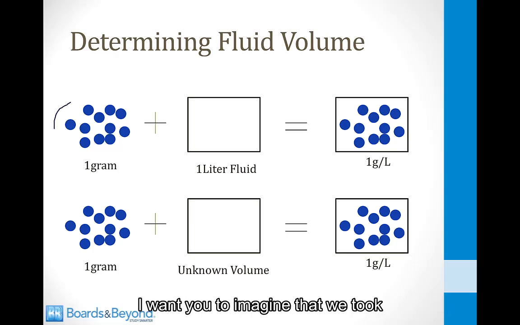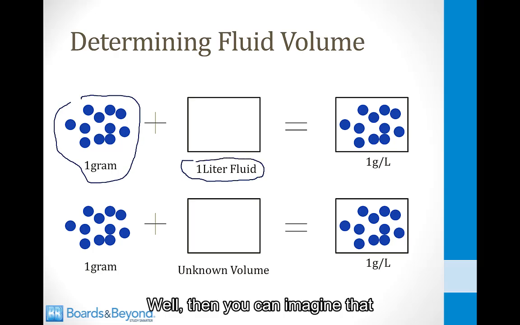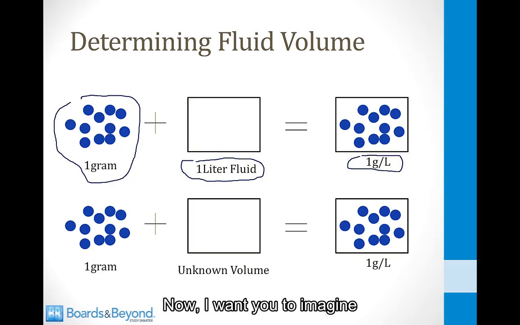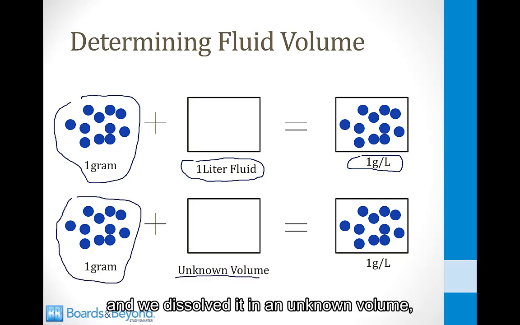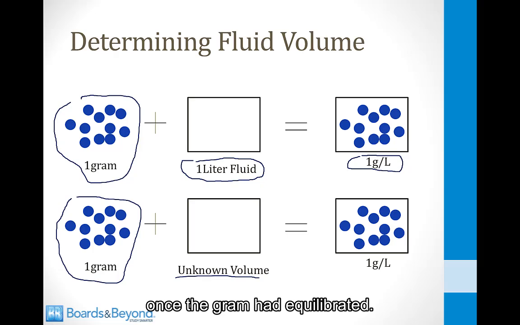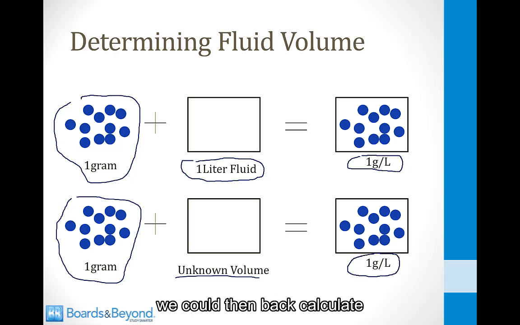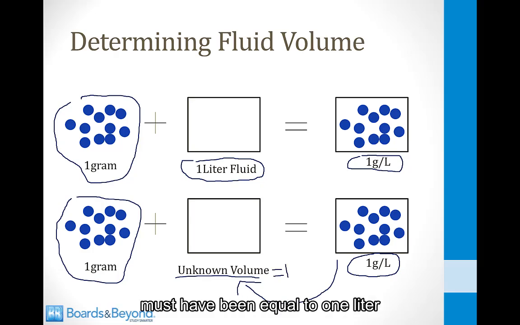I want you to imagine that we took 1 gram of a known substance and we put it into a liter of fluid. Well, then you can imagine that once that 1 gram equilibrated, we would have a concentration of 1 gram per liter. That should be easy to understand. Now I want you to imagine that we took 1 gram of a known substance and we dissolved it in an unknown volume. And then we had a tool that allowed us to measure the concentration once the gram had equilibrated. And if we found a concentration of 1 gram per liter, we could then back calculate and determine that that unknown volume must have been equal to 1 liter in order to generate this concentration.